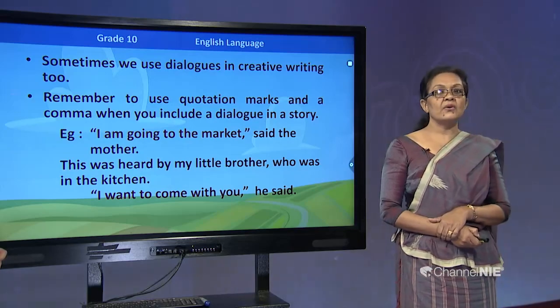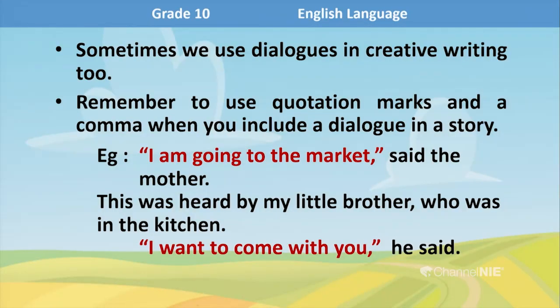Another thing I must tell you, children, is that sometimes we use dialogues in creative writing too. When you write stories, you have to include dialogues. There, remember to use quotation marks and a comma when you include a dialogue in a story. For example, "I'm going to the market," said the mother. This was heard by my little brother who was in the kitchen. "I want to come with you," he said. Now see, children, Mother says something, my brother says something. So those are quotations.